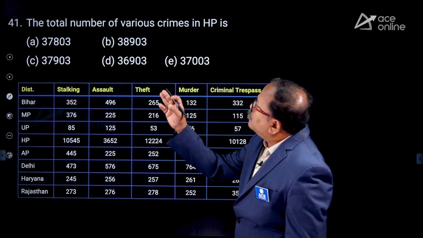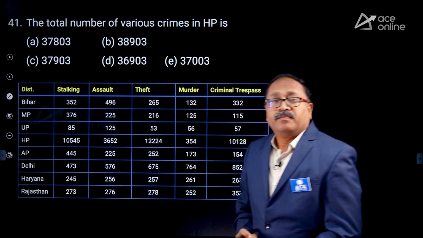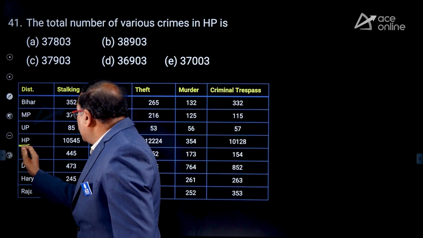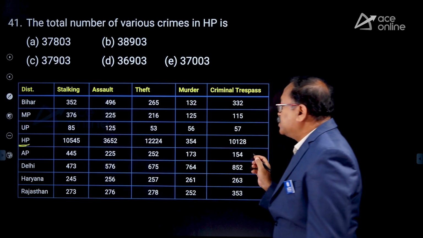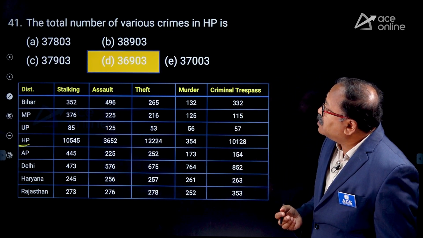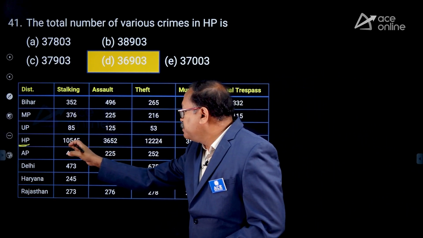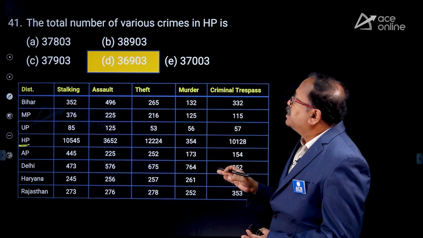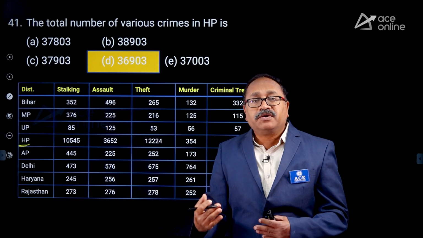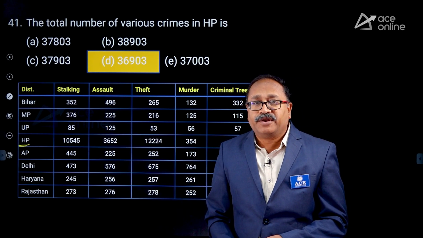Here, the total number of various crimes in HP, Himachal Pradesh. So what is the total number of crimes? It's nothing but a simple total of these numbers, and you will get the answer. I am not explaining it because you simply have to add these numbers. You can see that all the unit digits are the same, so based on the unit digit, you can't answer the question. You have to add up all the numbers.